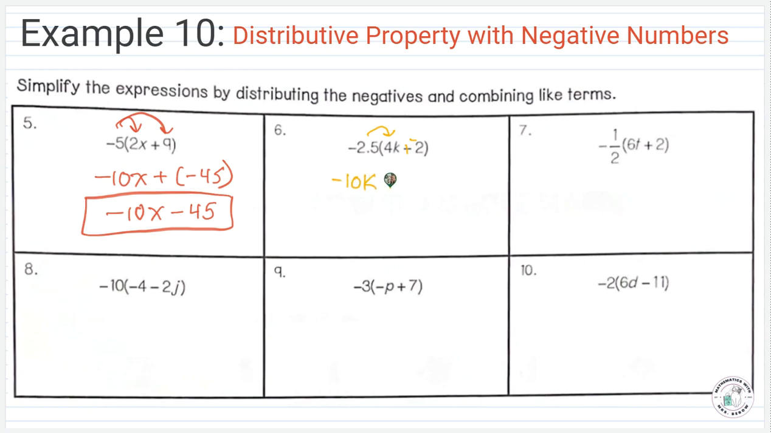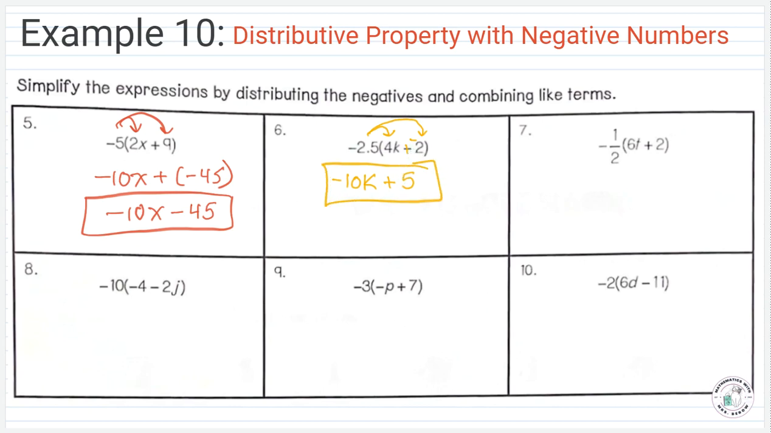Bring down my plus sign, then we're going to do negative 2.5 times a negative 2. And again, 2 quarters, right? You can think of it that way. That's going to be 50 cents, but we have to add that 1 decimal place back in. So that's going to be 5.0 or just 5. And in this case, it's going to be a positive. And then that's it. That's my final answer.